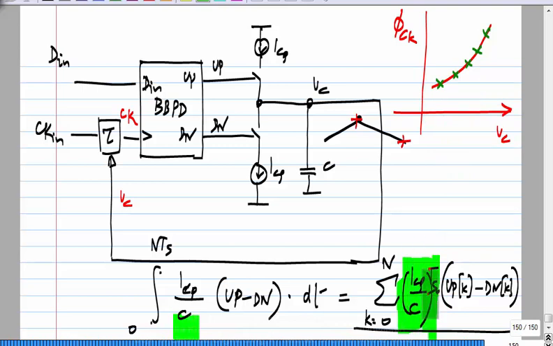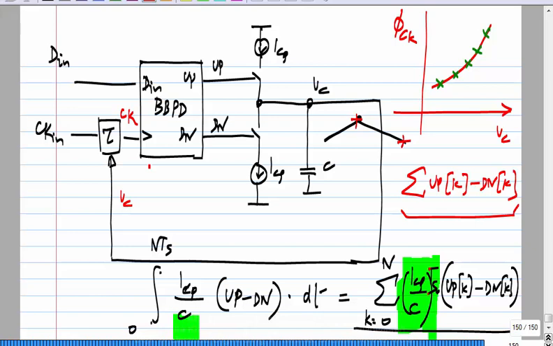You will have some dimensionless scaling factor. Basically what I have to do is, I have to accumulate up minus down, okay, and I probably have to quantize it because I have a finite number of phases, and based on the result I pick one of the phases, that is all. Okay. Is this fine?